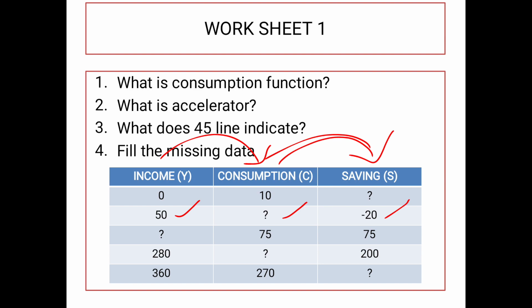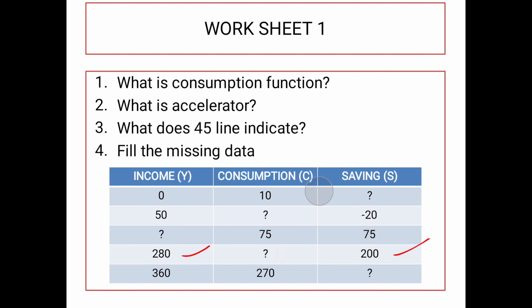So you want to find out what is the income? You add these two, you get the answer for it. Here you have to find the consumption. So you have to subtract 200 from 280, you will get it. I will repeat once again so that you can understand. Okay, these two together you get the answer for this.